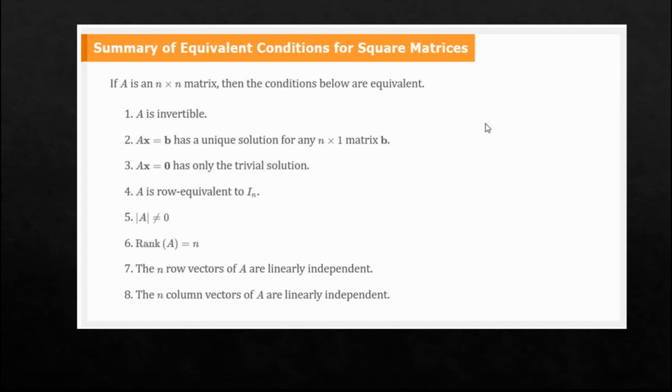And for the spanning, you're trying to show this, but since B is arbitrary, all you have to do is take the matrix A and find its inverse. Notice here that for the equivalent conditions, the matrix has to be square. That is, it has to have the same number of columns as it has rows.